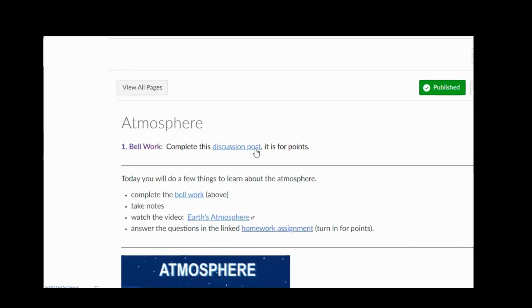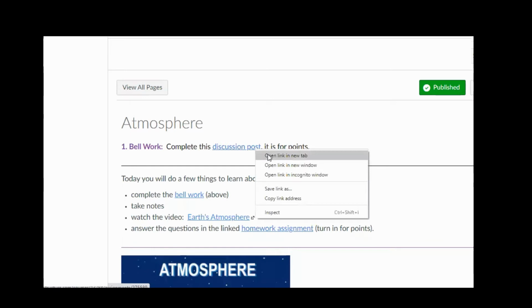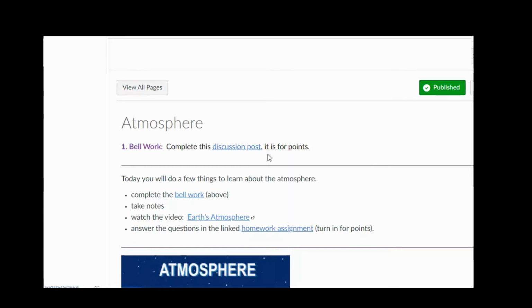The next thing we're going to look at is the actual discussion post here. This is your bell work. You're going to do this prior to starting the unit. And it's not super long, it's not super hard.